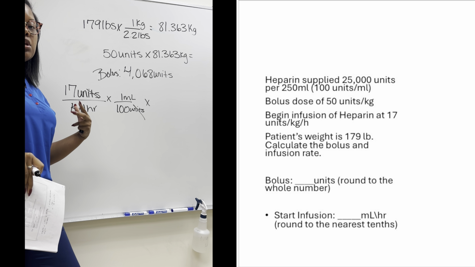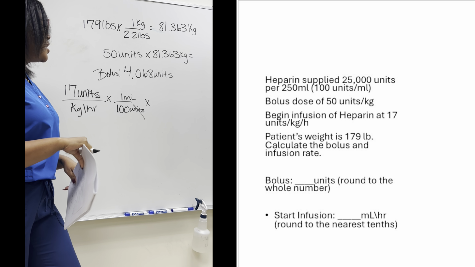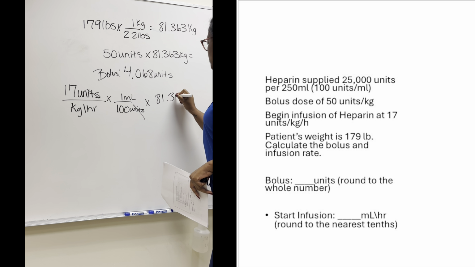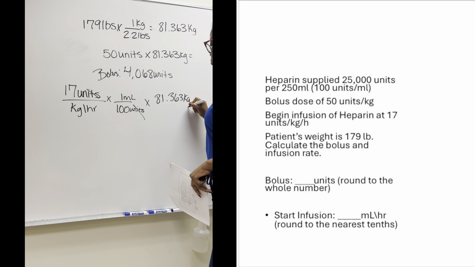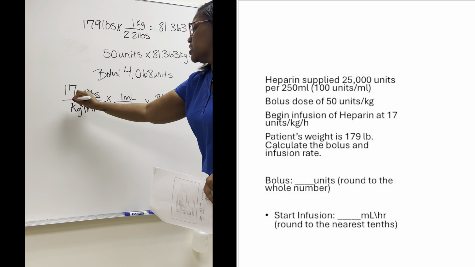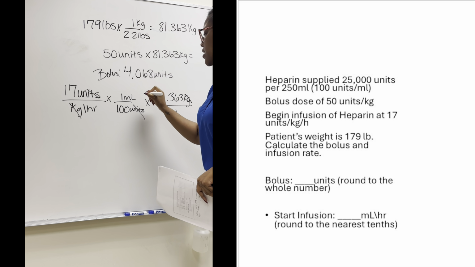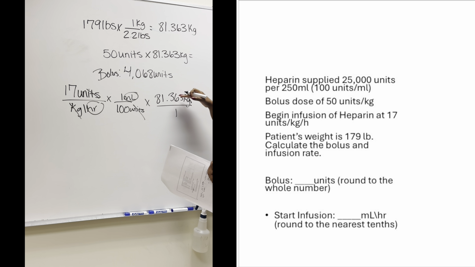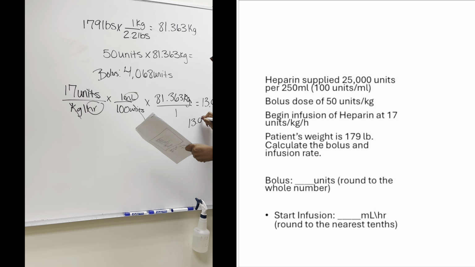But our answer needs to be in mLs per hour, so kg needs to cancel out. So we're going to go to the patient's weight, which is 81.363 kgs, and we're just going to put that over 1. So then kgs cancel out, and we're left with mLs per hour. We're going to multiply straight across, top and bottom, and then divide. So you're going to get 13.83, and then the question wants you to round to the nearest tenth. So your answer is going to be 13.8 mLs per hour.